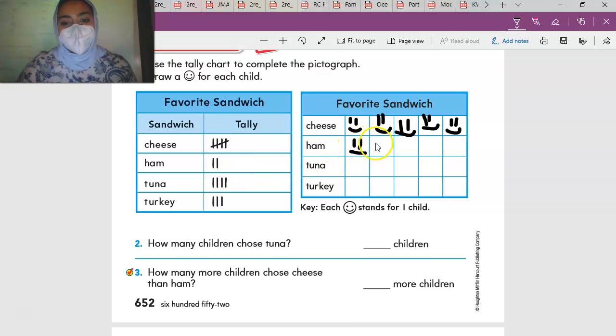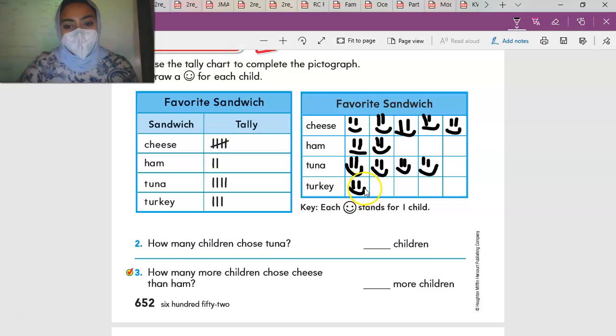So we're going to draw how many smiley faces? 2. How many people voted for tuna? 4. So how many smiley faces? 1, 2, 3, 4. How many for turkey?